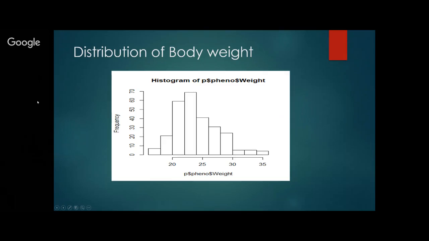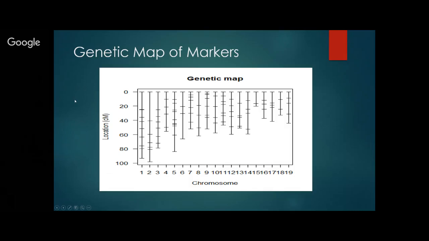So here's just a histogram of the distribution of body weight. Again, it looks roughly normal, so there are no problems with the distribution of the phenotype of interest here. Next, I just have a genetic map of the markers generated in R. Again, this just shows the markers that were included in the analysis across all 19 autosomes for the mice.